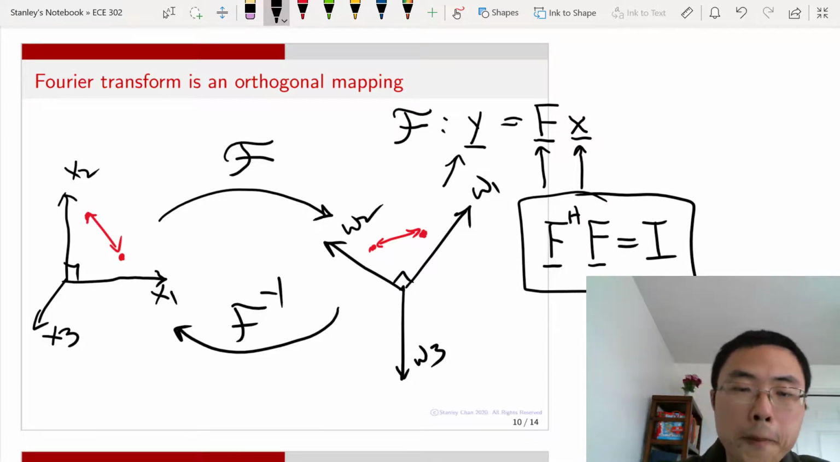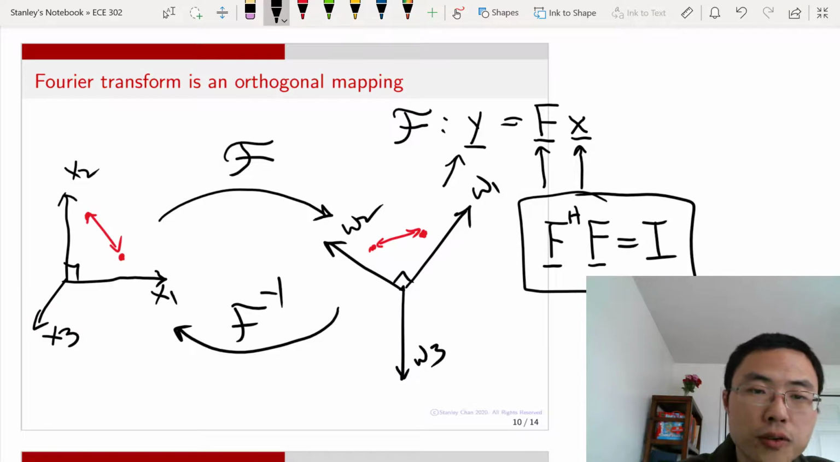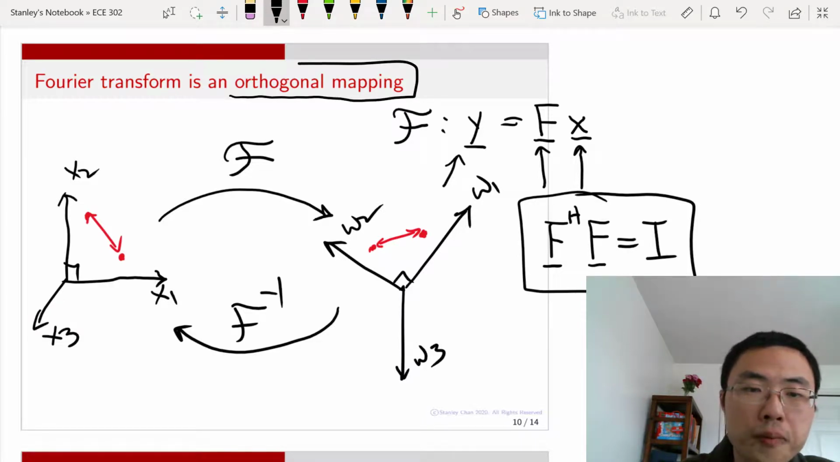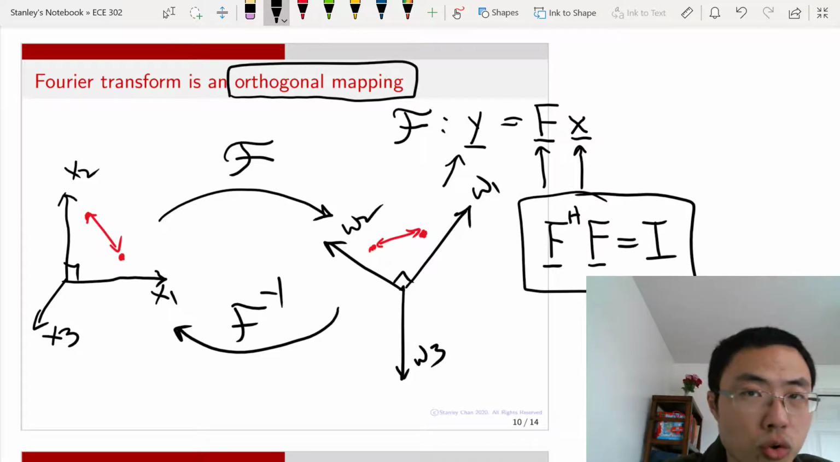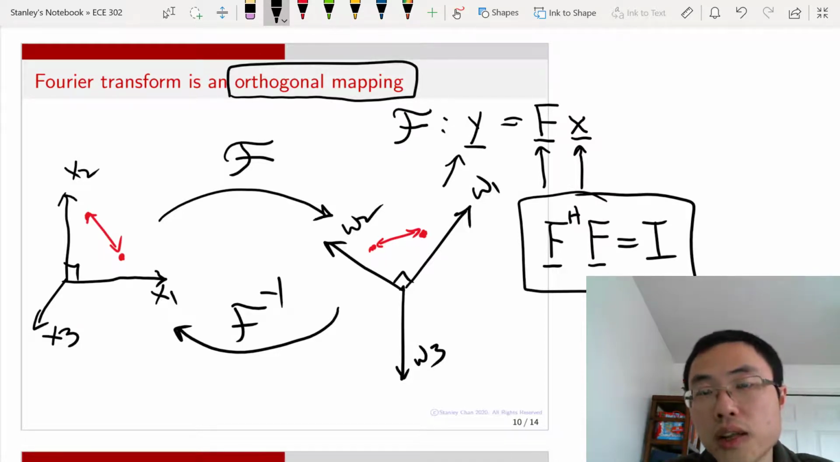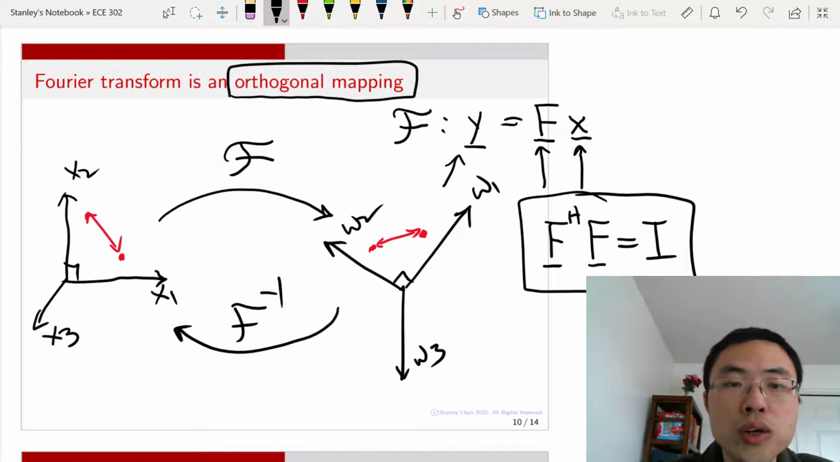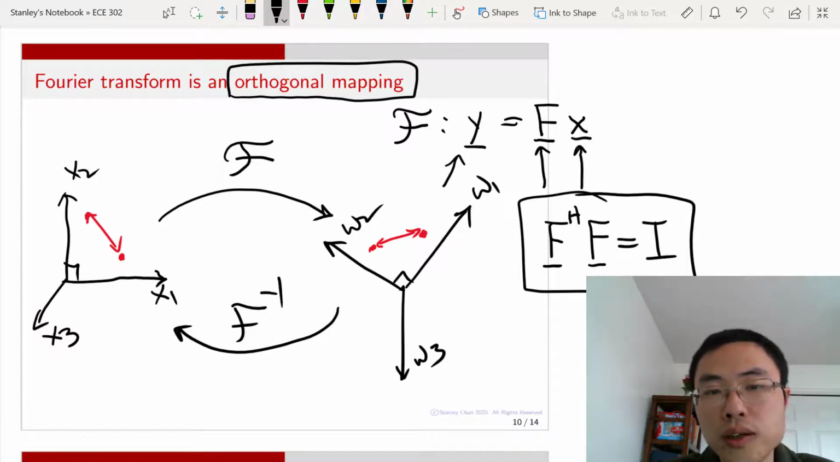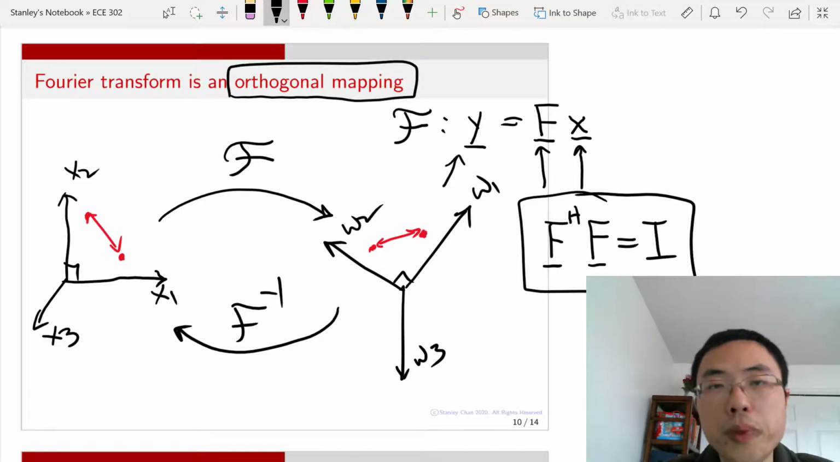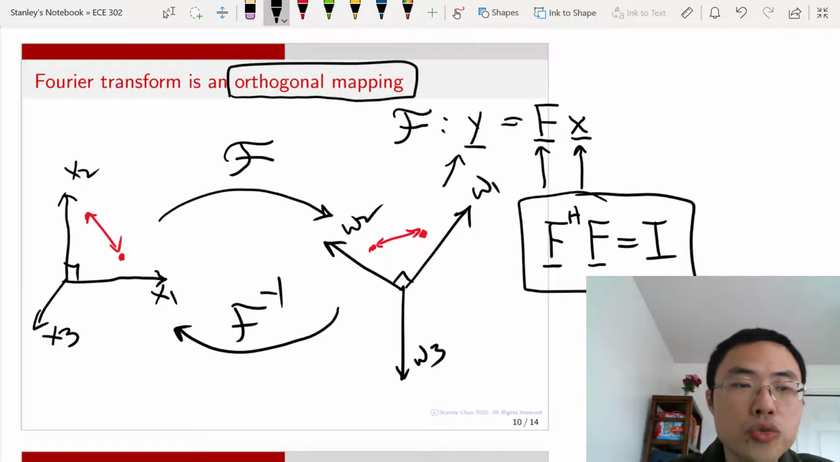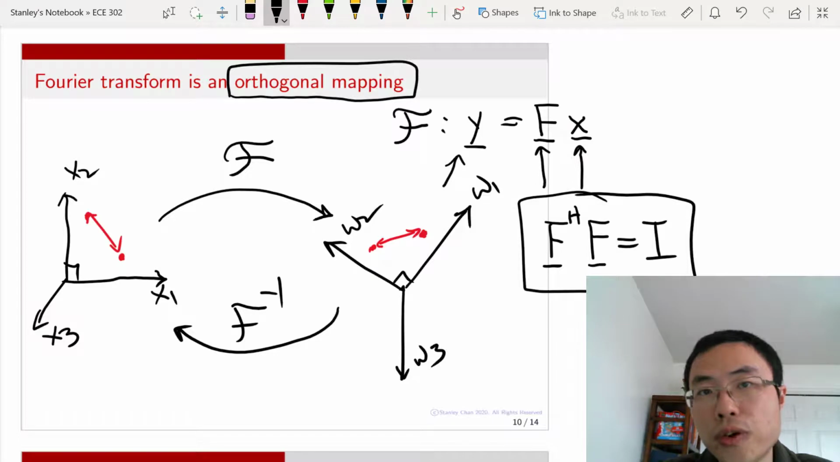All right, and so this orthogonal mapping is something that we are not going to use for this course, but for many other courses that you will learn in the 4th year or in graduate school, this property will come back very often. So just remember, the Fourier transform is an orthogonal mapping.